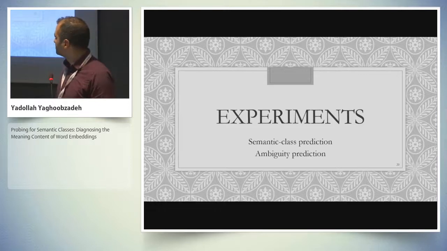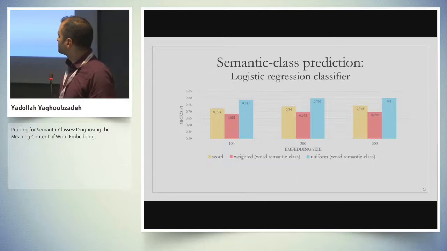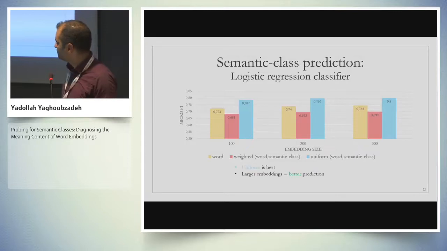So, experiments. The first experiment is on the probing task of semantic class prediction. And just to remind you, it's a multi-label classification. Given an embedding, we have to find one or more classes. Here are the results of the logistic regression classifier on our 3 different word embeddings: the word, weighted, and uniform. As you can see, uniform is best, word embedding is second, and weighted is third. And for larger embeddings, we basically have better predictions.